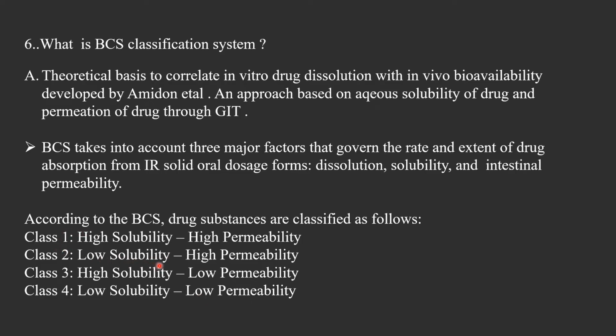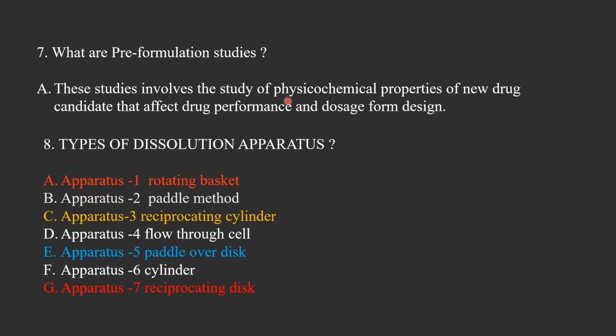So the main area of interest is class 2 drugs, which are having low solubility and high permeability. Most of the drugs will fall under this class 2. So you need to focus on this area. The BCS classification is very important.